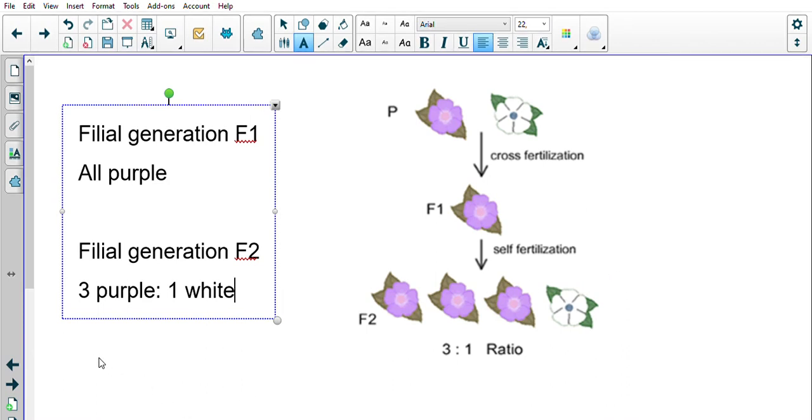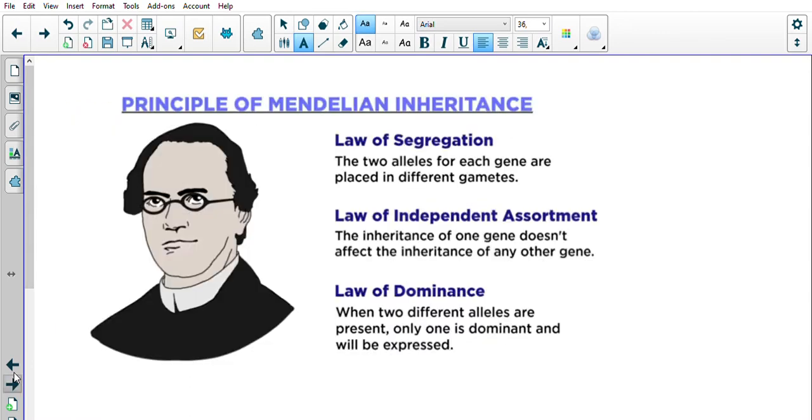Based on this, he was able to come up with his 3 main laws of inheritance. We refer to these as Mendelian laws of genetics. So Mendelian, named after Mendel, and it's his laws of inheritance. These are the basic laws of inheritance that he came up with, and we're going to talk a little bit about them.